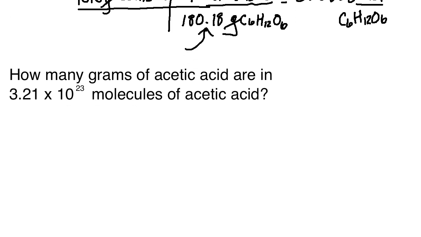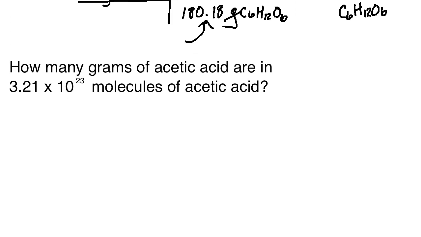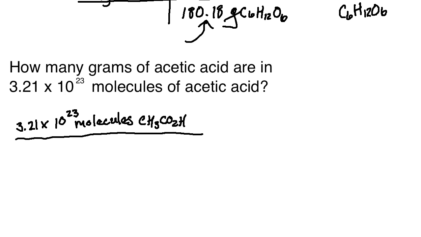And then I say how many grams of acetic acid are in 3.21 times 10 to the 23rd molecules of acetic acid. So this is probably out of the bunch the one that would require the most conversion. So I'm going to start with my 3.21 times 10 to the 23rd molecules. And molecules of CH3CO2H. It's a very long portion there.